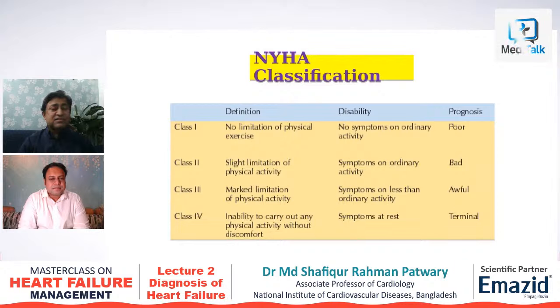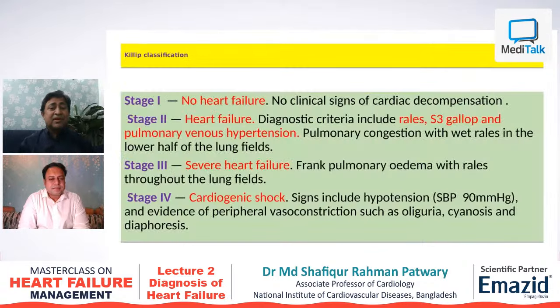So first we diagnose the heart failure, next we need the stage, and next we also need to know which functional class the patient is in. Later on, the Killip classification is also there. If the patient is admitted with heart failure in the hospital, we try to know in which Killip class the patient is. Stage one is a patient having no heart failure symptom, no clinical signs of cardiac decompensation. But this is in stage A and B.